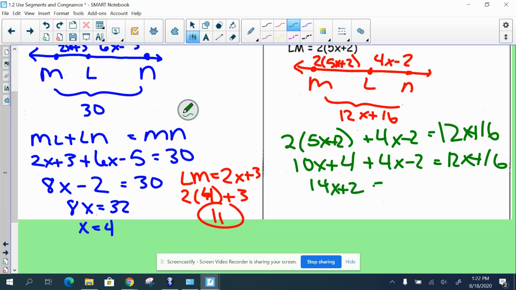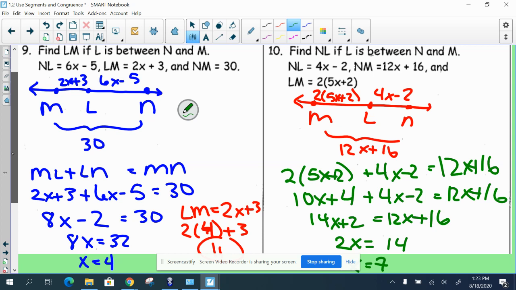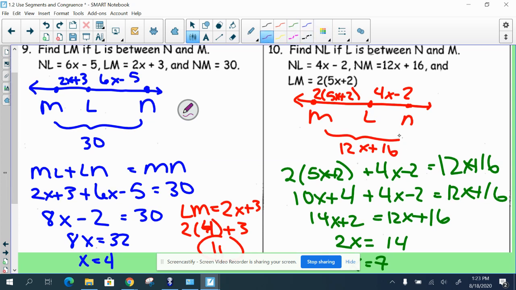14x plus 2 equals 12x plus 16. Okay, rearrange your x's and your numbers. So you get 2x equals 14. So that means x is 7. And if x is 7, we're trying to find NL, right? Yes, so NL equals 4x minus 2. So 4 times 7 minus 2 would be 28 minus 2, which is 26. So that's your answer for that problem.